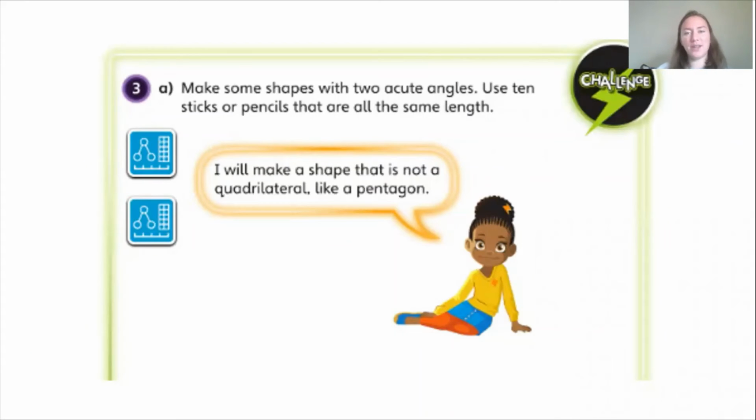Some of you will be ready to go into your Green Power Maths books now. Today we are working on page 89.